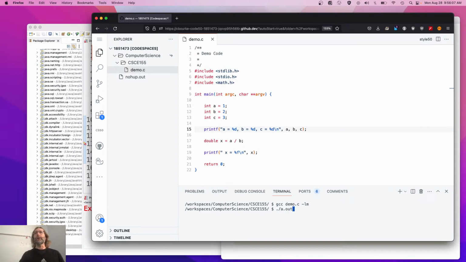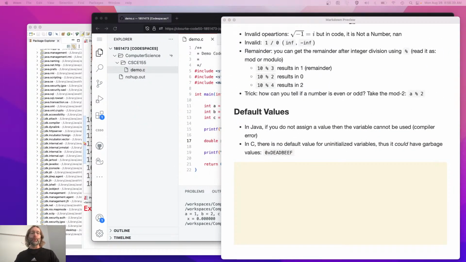What should I get here? I should get 0.5, half. I got 0. Why? So the thing on the left hand, or on the numerator, is an integer. The thing in the denominator is an integer. Therefore, the result has to be an integer. So 0.5, that's not an integer. What's the integer part though? 0. What happens to that 0.5? It gets chopped off, thrown away, and that's called truncation. It happens in both languages.